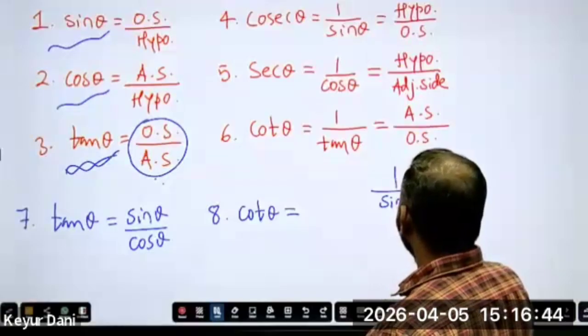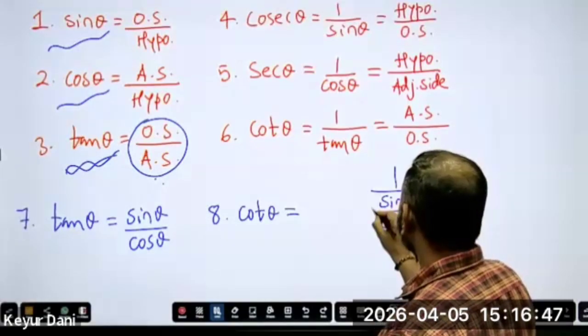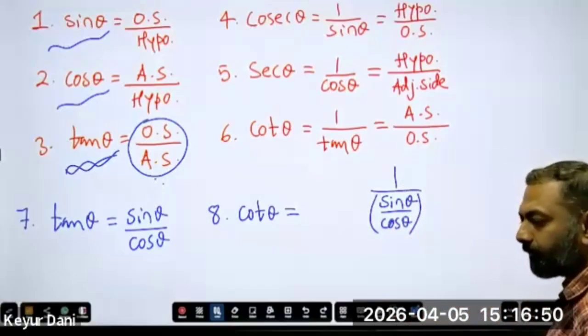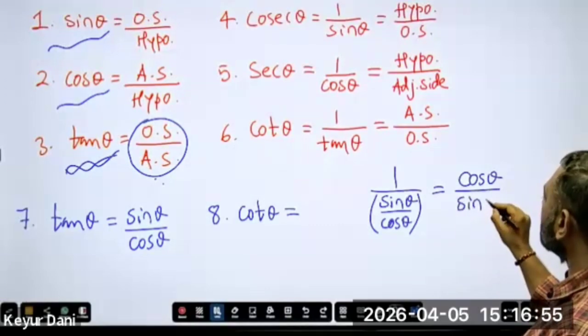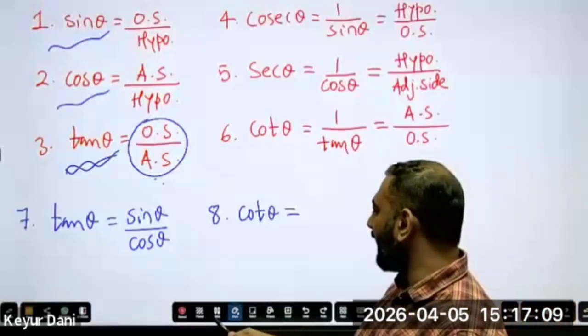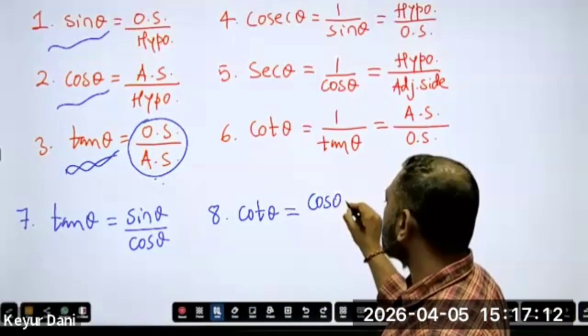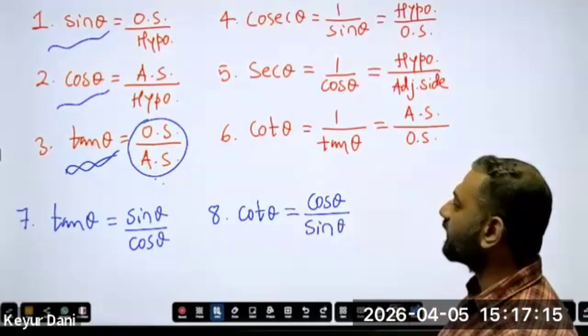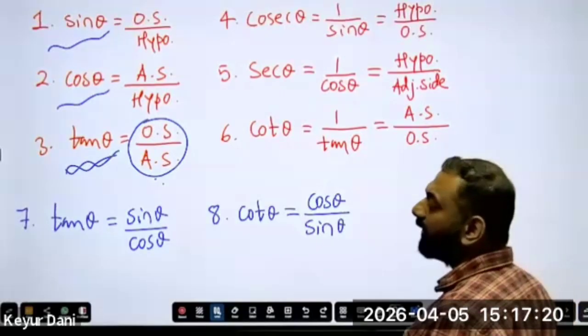Understood? See, 1 upon sine theta upon cos theta. The reciprocal of sine theta upon cos theta will be like this. So this will give you cos theta upon sine theta. Cos theta will go up, sine theta will remain there. Cos theta upon sine theta. Understood? Is there any doubt? Tell me. No, I get it. So another formula that we have derived is cot theta is equal to cos theta upon sine theta. Clear?